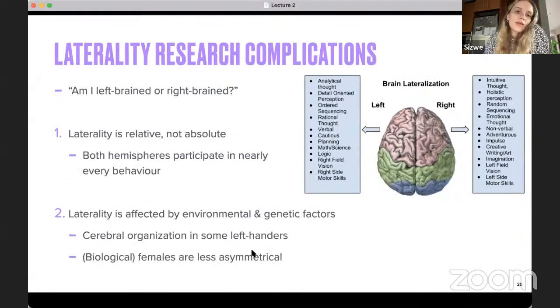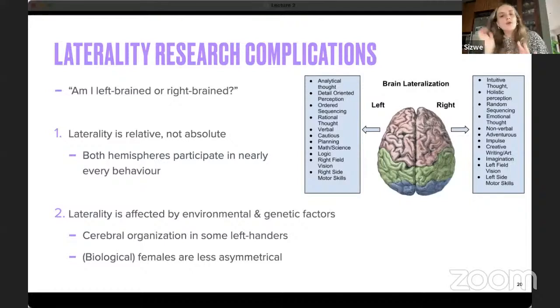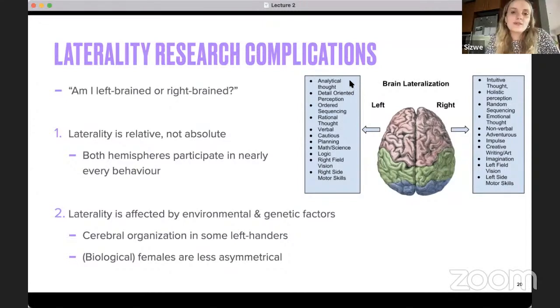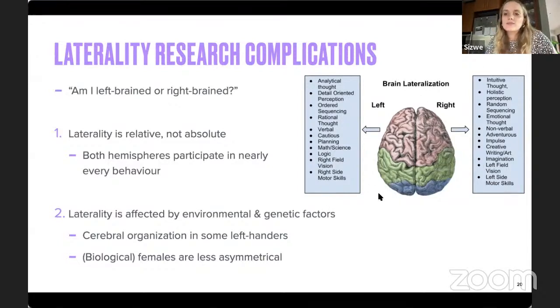Anyway, last thing we're going to look at, some complications for just being like, okay, cool, left verbal, right nonverbal. We often hear people being like, oh, such a left brain thing of me to do. No such thing, sweetie. It's not as simple as that. We can see that lateralization, left, it's analytical thought, detail-oriented, ordered sequencing, rational thought, verbal. It's more cautious, planning, math, science, logic, right field vision, right side motor skills. And then on the right side, other stuff.